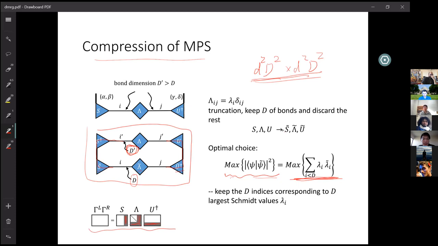Are there math results that tell you how you would expect this lambda squared to fall off in the limit of large D? Yes, there are. It depends on the system, and at the end I'll say a few words on that. Usually it decays as a power law for a gapped system in one dimension, and in two dimensions it decays slower. I'll mention that by the end of the talk.